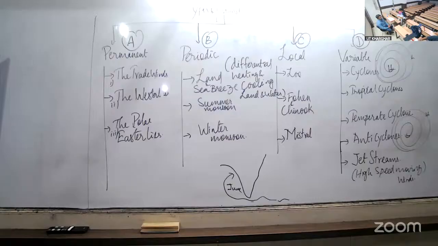Last point. Heavy monsoon, high monsoon, or good monsoon. Actually, monsoon is never heavy. It is created during June, July, along the plains of India and China. Hence, termed as summer monsoons.